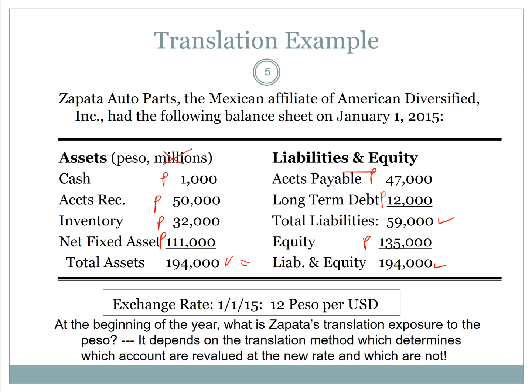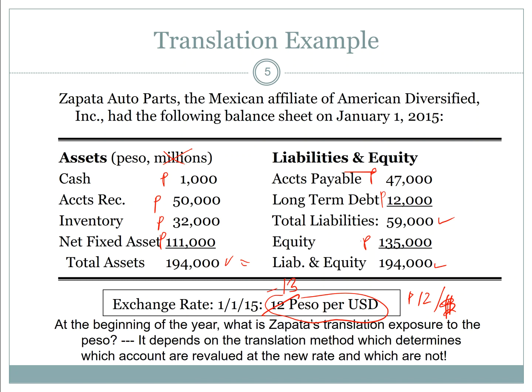Now at the time, let's say on January 1st, the exchange rate is 12 pesos per dollar. So in this case, this is going to be reported in the financial statements, converting all these accounts at the peso per dollar exchange rate. Now the question is, if the exchange rate goes from 12 to 13, which is a devaluation of the peso, which of these accounts need to be revalued?